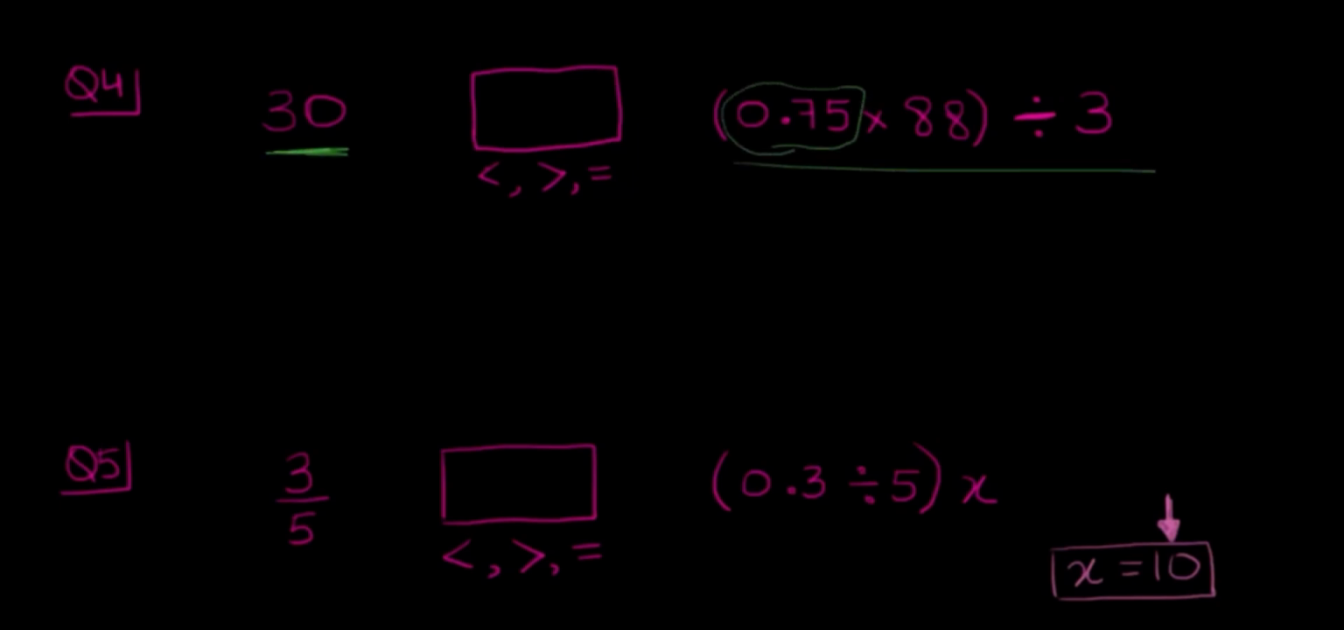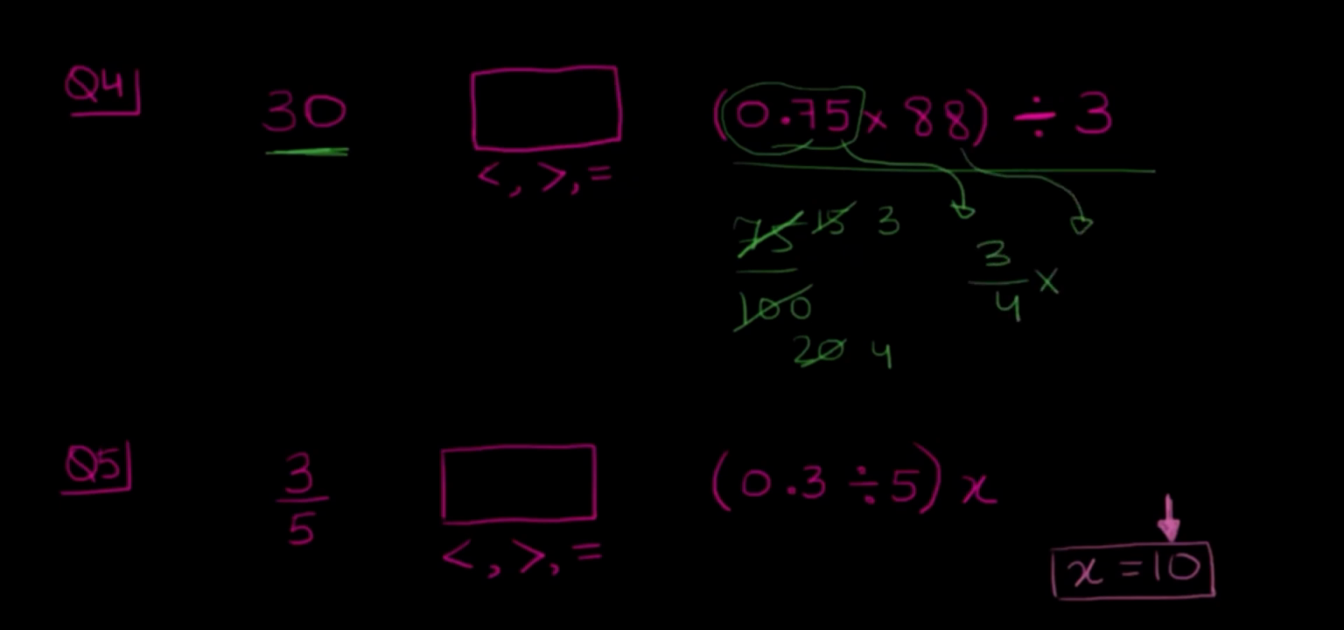0.75 is 75 over 100. And now that we've done the table of 5, we know that 75 divided by 5 is 15. So 5 times 15 gives me 75, and 5 times 20 gives me 100. 5 times 3 gives me 15. 5 times 4 gives me 20. So 0.75, I would rewrite it as 3 over 4 times 88, divided by 3.